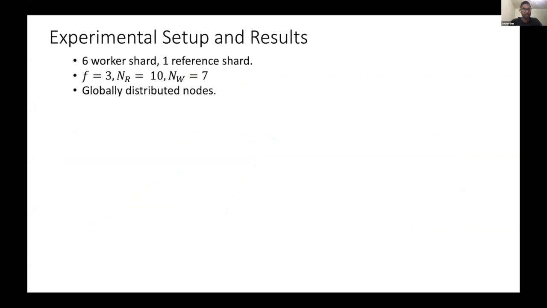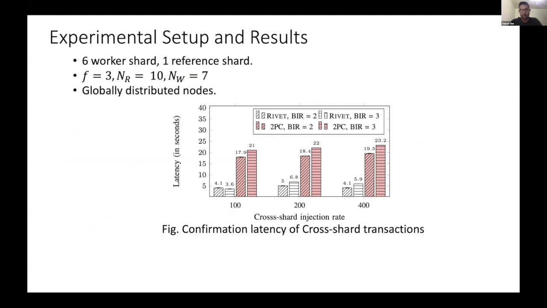We also implement a two-phase commit baseline on top of Quorum and evaluate it as follows. We consider 6 worker shards and a reference shard. In two-phase commit, we consider a client shard in place of the reference shard. We consider f equal to 3, which gives us 10 nodes in the reference shard and 7 nodes in each worker shard. We place them in a globally distributed fashion. And here's our result on confirmation latency of cross-shard transactions.